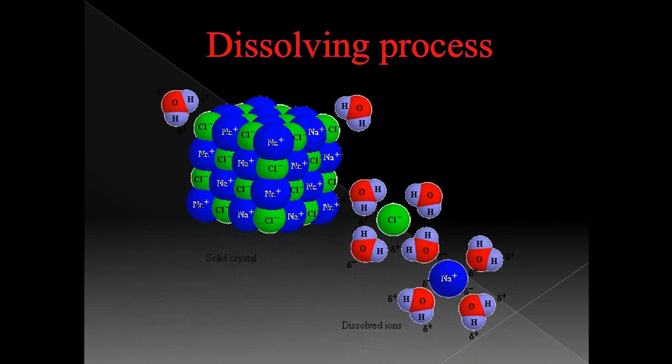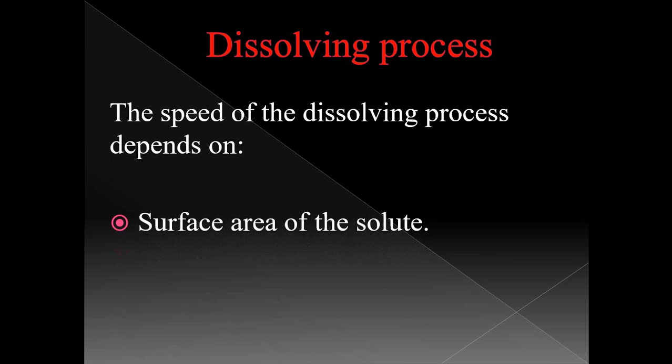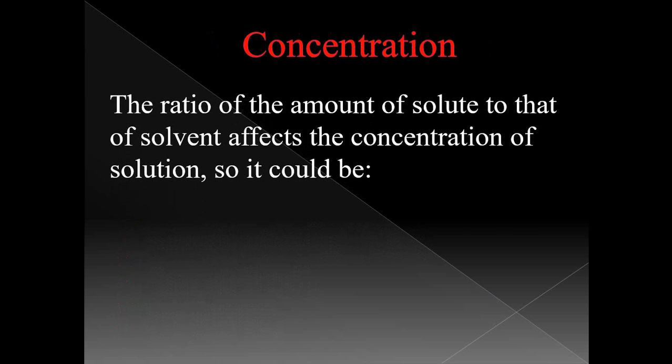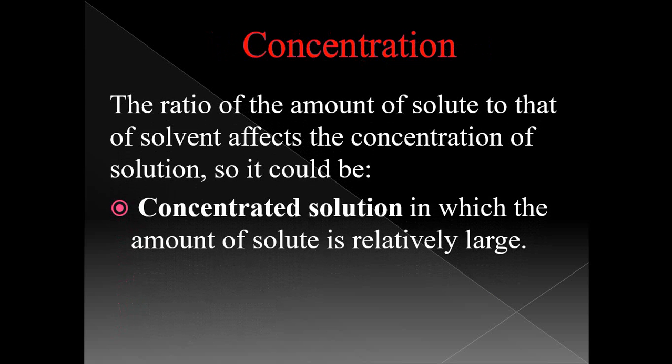Okay, just like this, the water molecules arrange themselves so that the positive hydrogen is facing towards the chloride negative ions, and the oxygen negative pole facing the sodium positive ion. So that's how we can attract the ions away from each other and isolate them. Okay, the speed of this process depends on the surface area of the solute, the stirring process and the temperature.